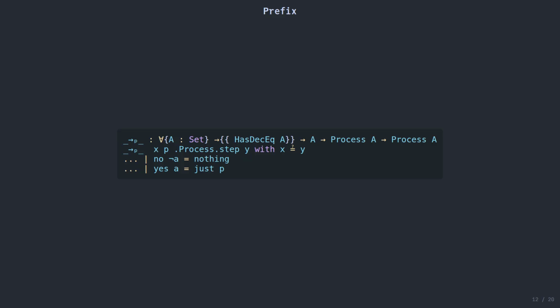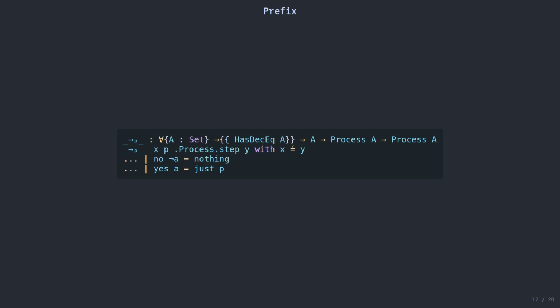In CSP, if X is an event and P is a process, then X then P describes an object that first performs the event X, and then behaves exactly as the process P. We can achieve the same behavior in Agda. The code on screen defines the prefix operator. It checks whether the incoming event matches the expected one. If it does not match, the process cannot proceed. If it matches, the process continues as P.